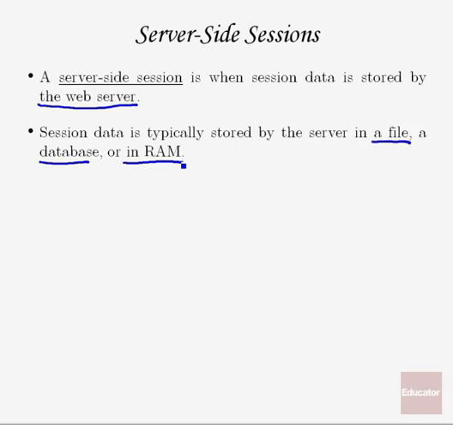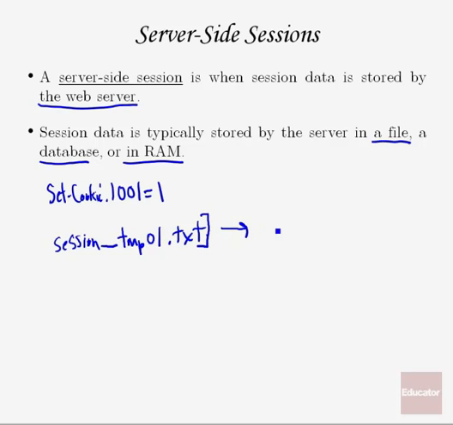So basically, instead of having a cookie that might be called 1001 equals 1, you might have a text file somewhere that basically just stores that same text data. So this is the file name, and this would be the file contents, which would be the same thing. This information could also be stored in a database and RAM as well. So now we're moving the state of the session from the client into the server.